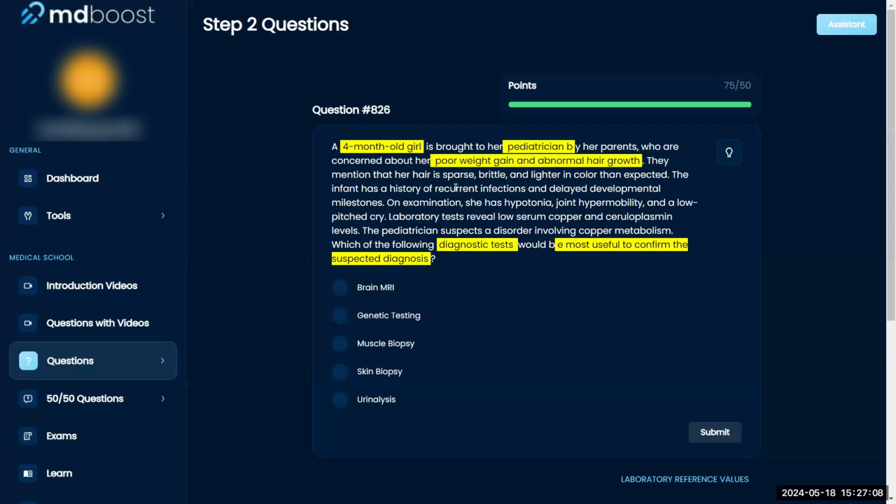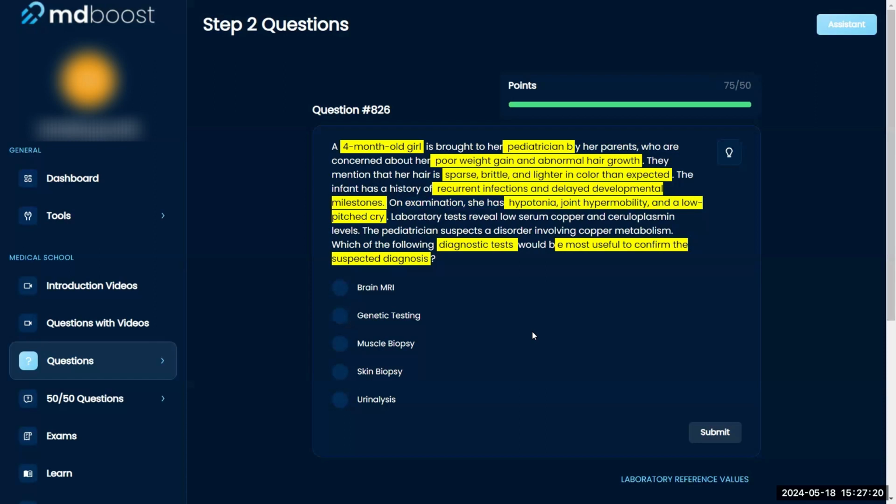abnormal hair growth. They mentioned that her hair is sparse, brittle, and lighter in color than expected. The infant has a history of recurrent infections and delayed developmental milestones. It's hypotonic, joint hypermobility, and low-pitched cry. Laboratory tests reveal low serum copper and ceruloplasmin levels. Pediatrician suspects a disorder involving copper metabolism. The following diagnostic tests would be the most useful.